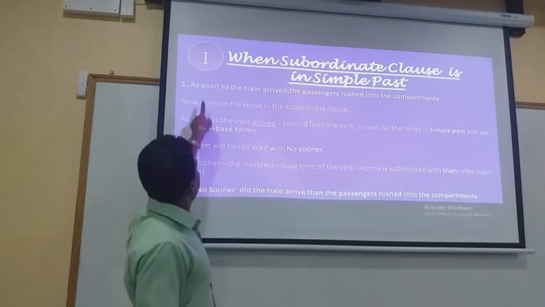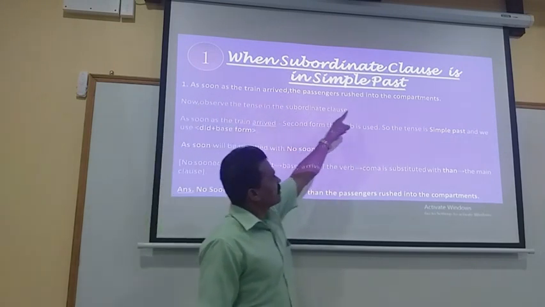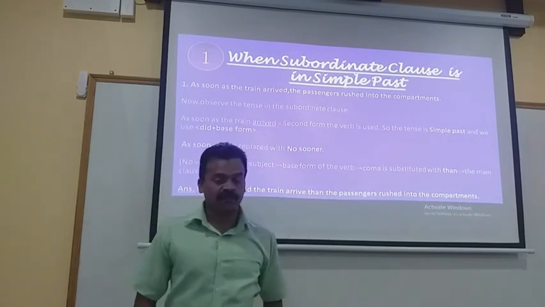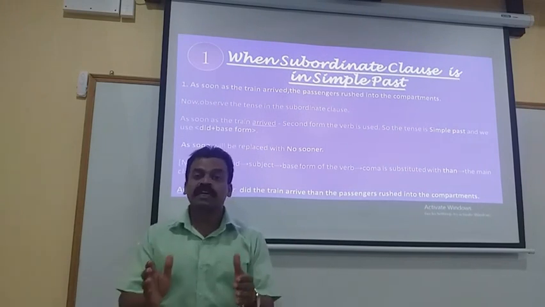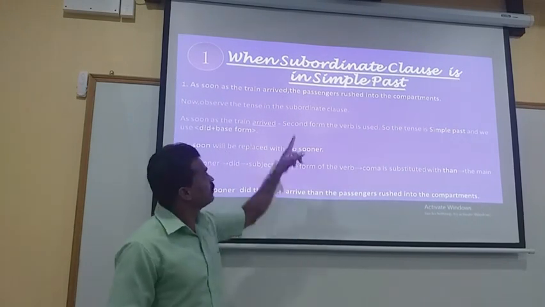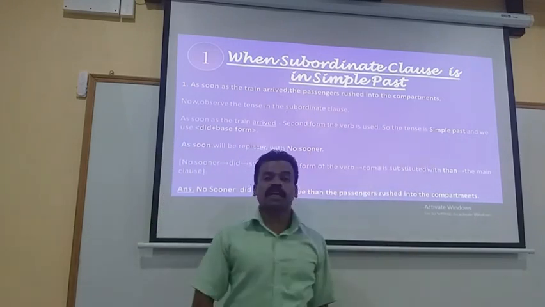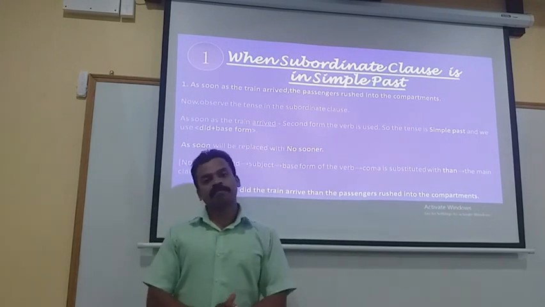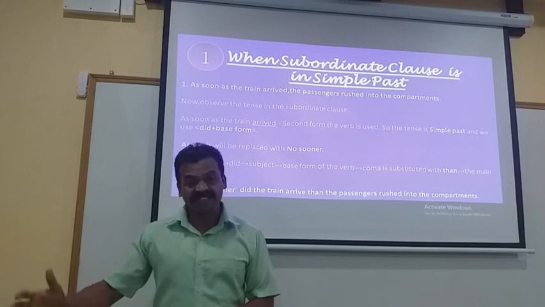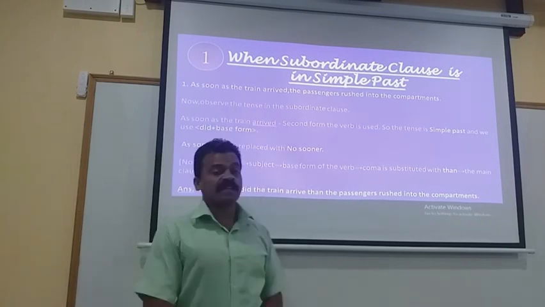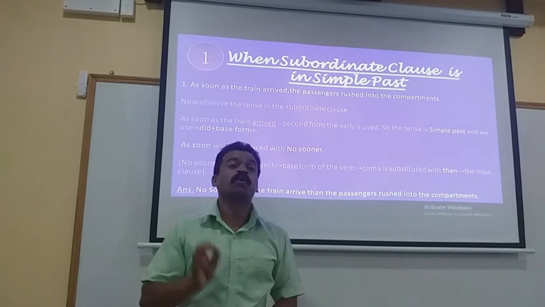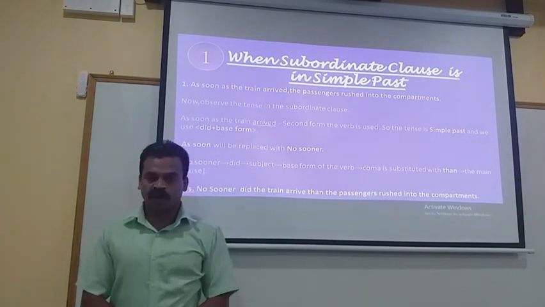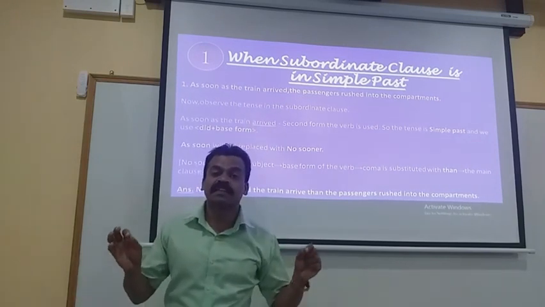Let's take an example. As soon as the train arrived, the passengers rushed into the compartment. Observe the sentence once again. As soon as the train arrived, which doesn't bring the complete meaning by itself. So therefore that is the subordinate clause. Whereas we have the main clause, the passengers rushed into the compartment, which makes complete sense in itself. If the clause is able to make complete sense in itself, that is called the main clause, whereas the other one is called the subordinate clause. Now observe the tense in the subordinate clause. We see here, as soon as the train arrived. Arrived is the second form of the verb, which very clearly indicates the given statement is in the simple past.